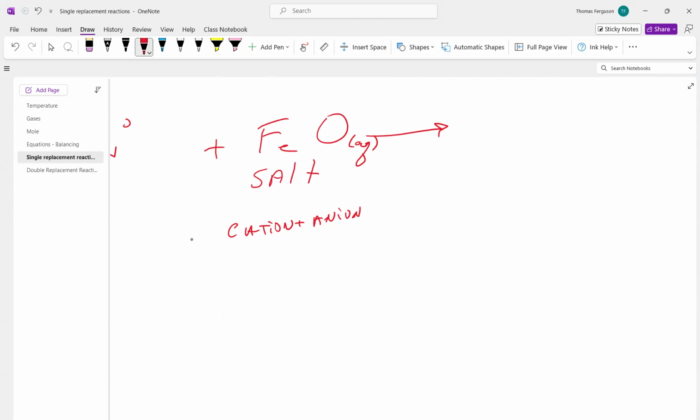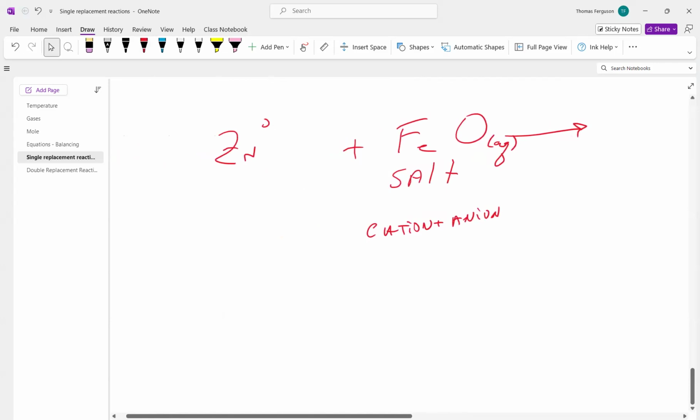The other thing they want you to label is the zinc. And what is zinc? Is it gas, liquid, or solid? Solid. So you're going to have these subscripts. Now, when we get into double replacement reactions, it's going to be the same thing. Aqueous, solid, liquid, or gas.